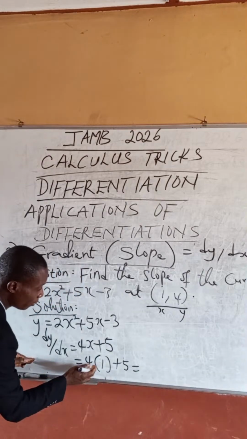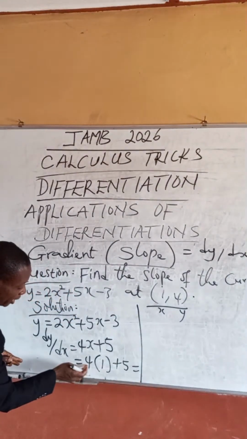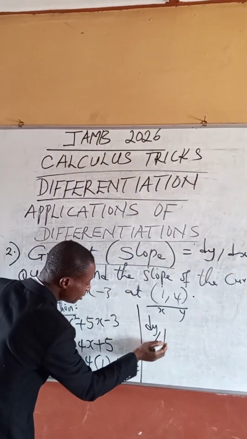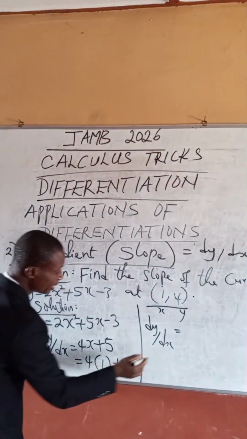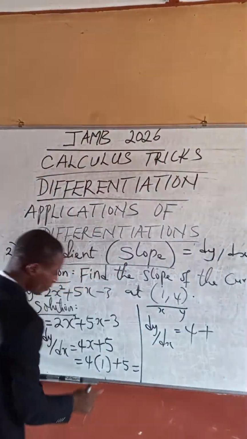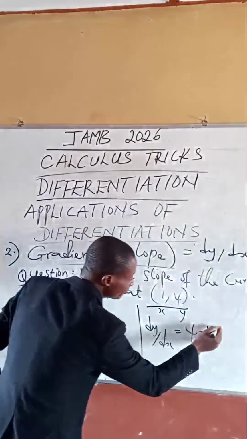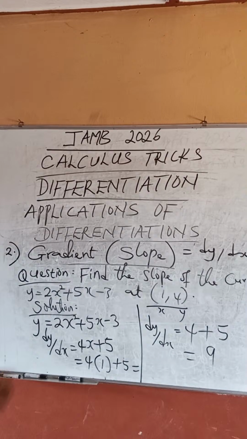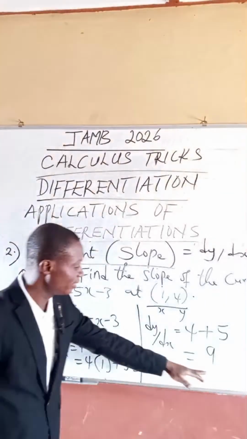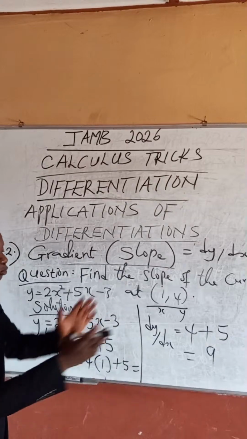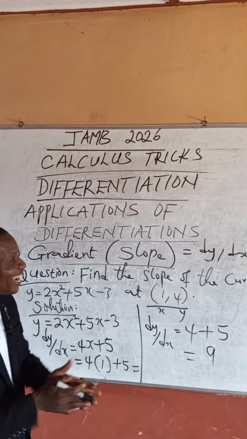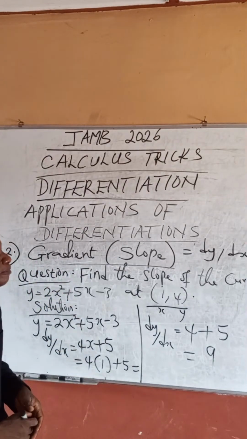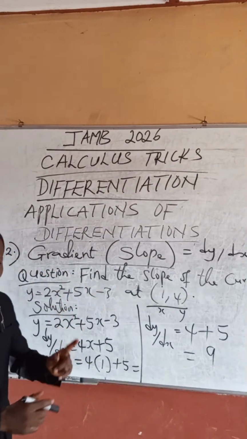So this is 4 times 1. 4 times 1 gives us 4, that's the dy/dx, please don't forget. Then plus the 5 we have here, and that gives us 9. This is the answer to the question. So it is very easy, all right? Thank you very much. We have to go right now. Yes, these are the 2 major applications of differentiation.